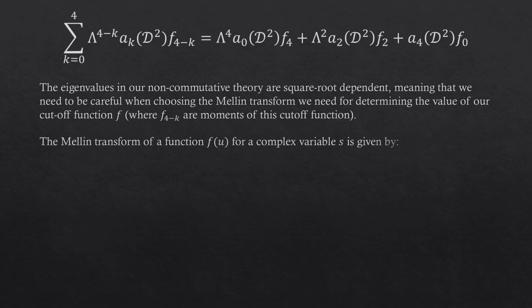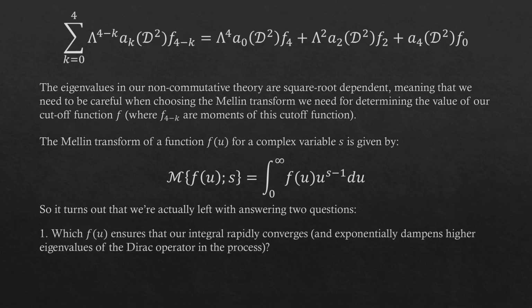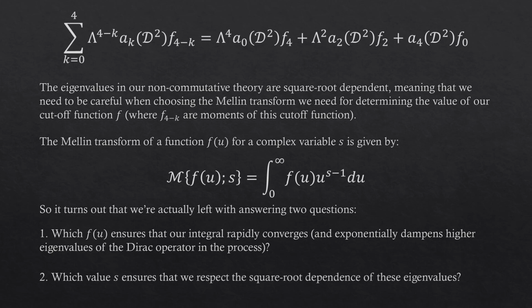The Mellin transform of a function f of u for a complex variable s is given by the definite integral ranging from 0 to infinity of f of u times u to the s minus 1 integrated with respect to u. So it turns out that we're really left with answering two questions. One, which f of u ensures that our integral rapidly converges and in the process exponentially dampens higher eigenvalues of the Dirac operator? And two, which value s ensures that we even respect the square root dependence of these eigenvalues in the first place?